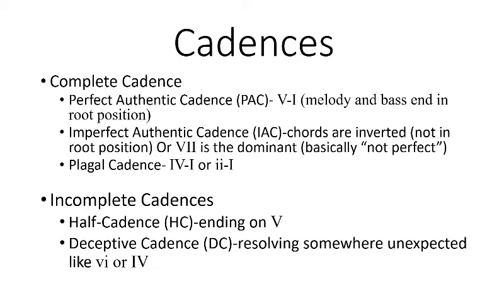This is the result of a 5 chord resolving to a 1 chord, both in root position, where the melody or highest voice note and bass or lowest voice note end on the tonic or root note. Imperfect authentic cadences, or IACs, are considered weaker because either the chords are inverted or in a different note order, or the 5 chord is replaced with a variation of the 7 chord. The last complete cadence type is a plagal cadence, which is where the subdominant, meaning the 4 or 2 chord, resolves to the 1 chord.